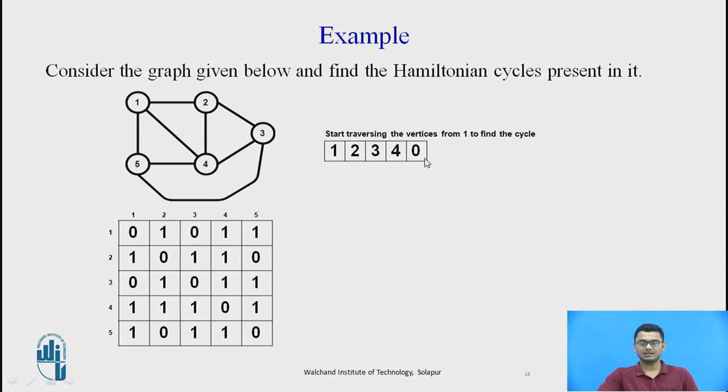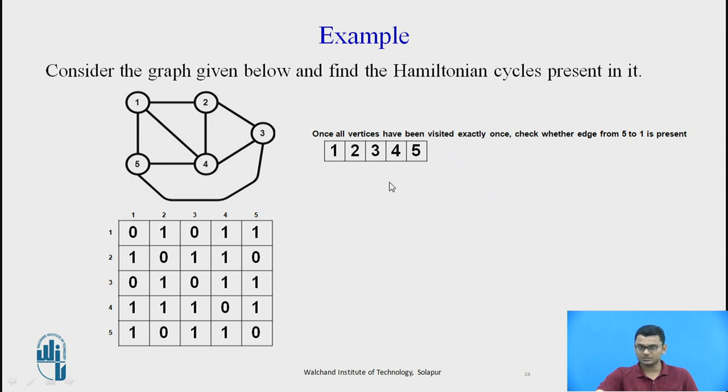Now the next vertex to find, we start from 1. 1 cannot be visited since it has been visited previously. 2 also has been visited previously. Similarly, 3 and 4 cannot be visited since both of them have been visited previously. So we come to 5, and 4 to 5 can be visited since there is a valid edge from 4 to 5.